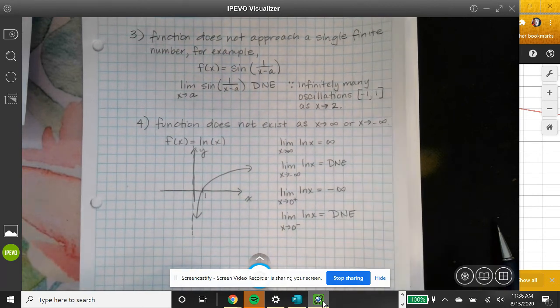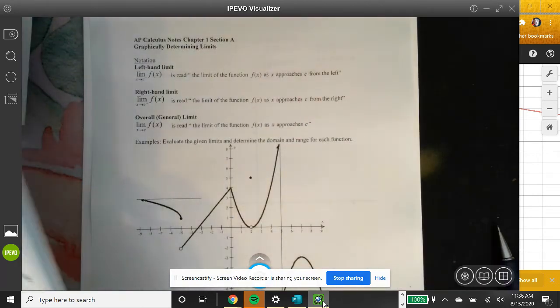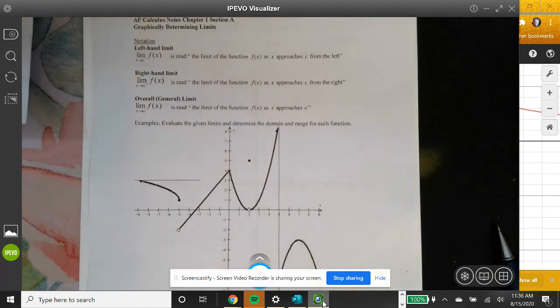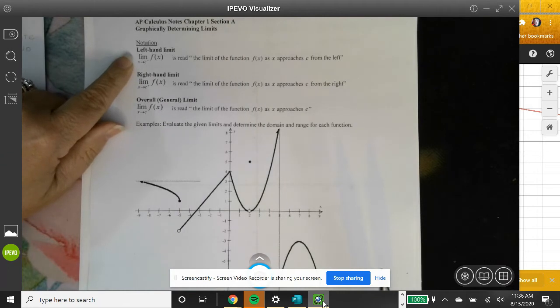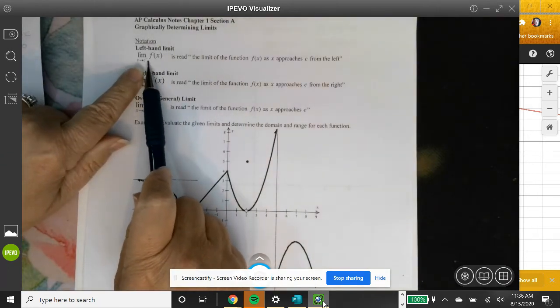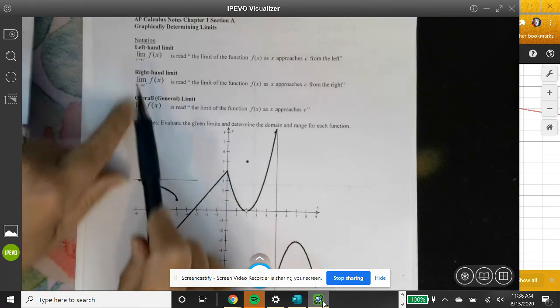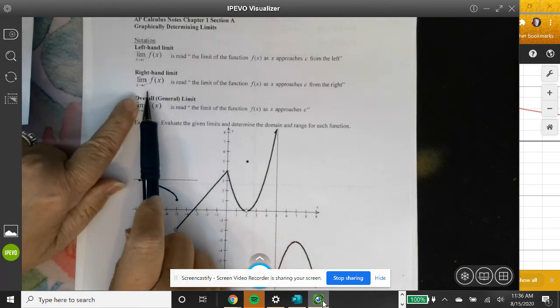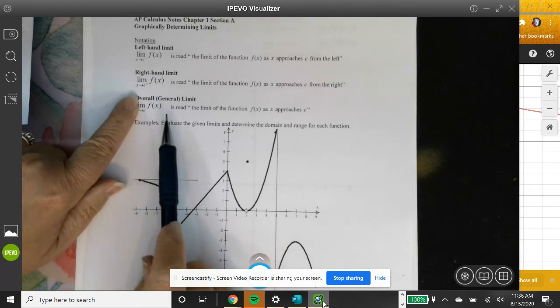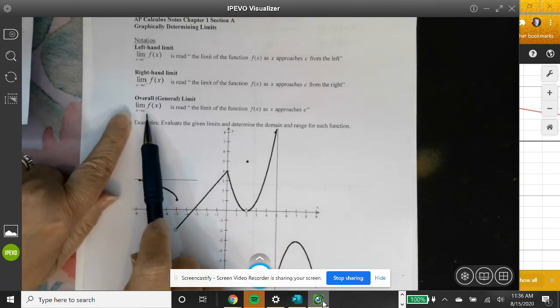All right, let's get to the guided notes that I gave you. The left-hand limit, we said, is the limit of f of x as x approaches c from the left side. This would be the limit of f of x as x approaches c from the positive or the right side. And the general limit is from both sides. This is the limit of f of x as x approaches c.